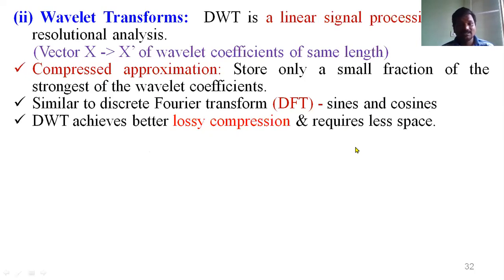A very important thing here is that the wavelet transform is a lossy compression, one of the compression techniques. It requires less space compared to the attribute selection methods and PCA. Since it is lossy, you may lose some data: if you transform the original data into compressed data, at the time of compression you may lose some data.